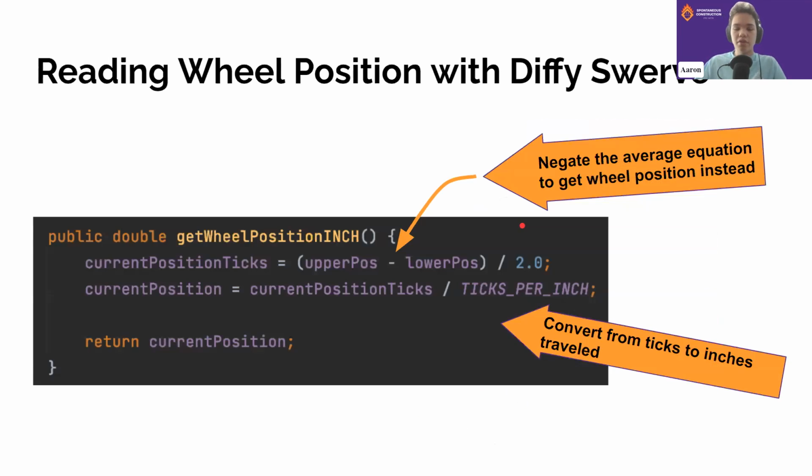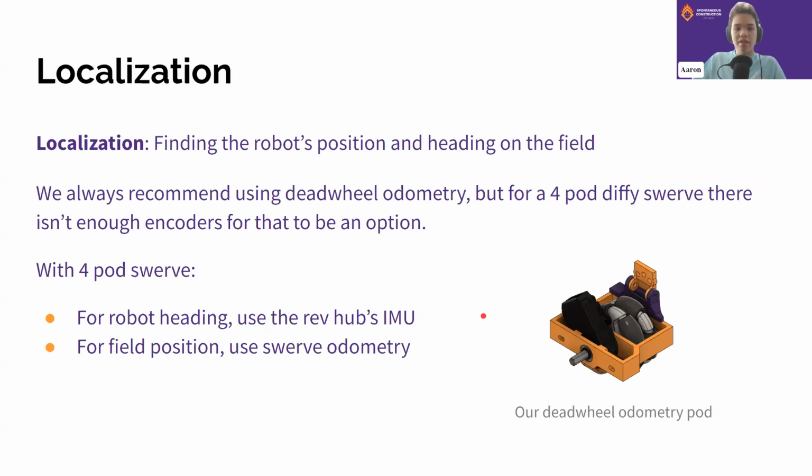So just going through the code again, it is almost identical to the one shown before. It's just that we have a negative value here for the first part instead of a positive value. And then when we're converting the actual units, instead of dividing by the ticks per degree, we'll divide by ticks per inch for the wheel. This way we can get the amount of inches traveled by the wheel using this equation. Okay, so those are all the things you need to run it.